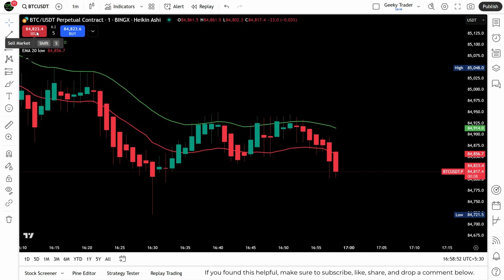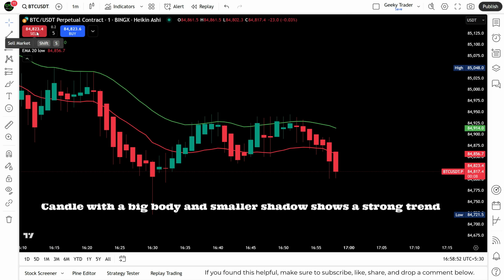Now, here's where things get exciting. Look closely at the chart. You can see that the candle has crossed below the 20 EMA, signaling a potential selling opportunity. But before jumping into the trade, there's something very important to analyze. Not all candles are created equal. The size of the candle and the length of its shadow tell us a lot about the strength of the move. Here's what we need to look for.